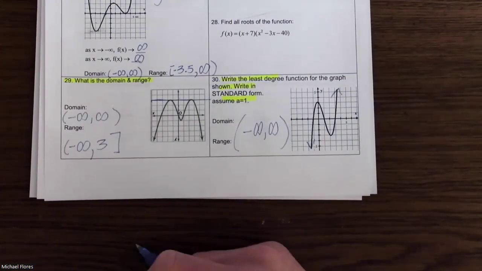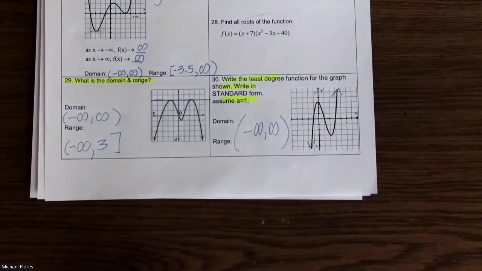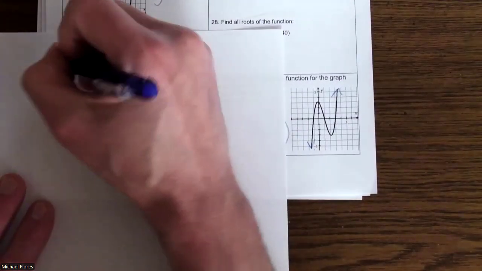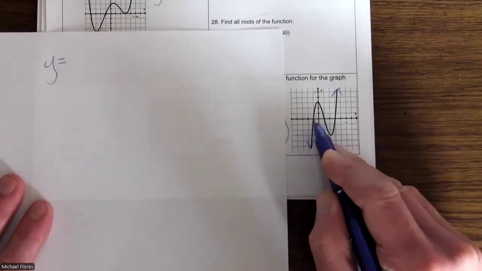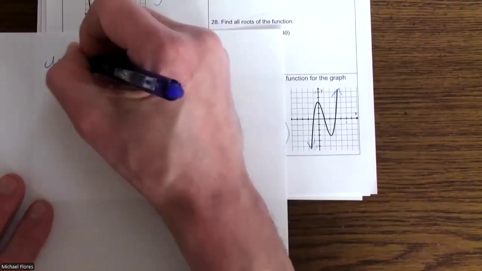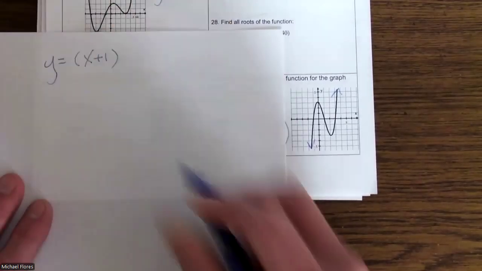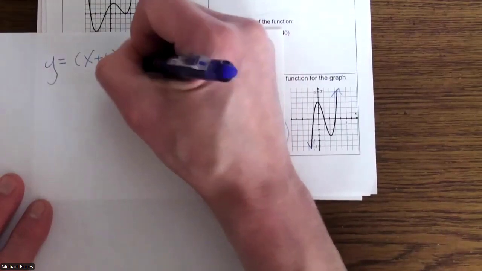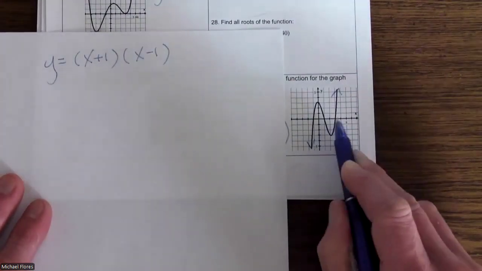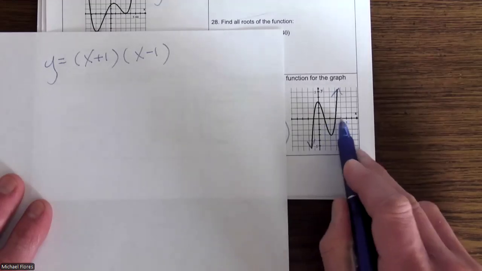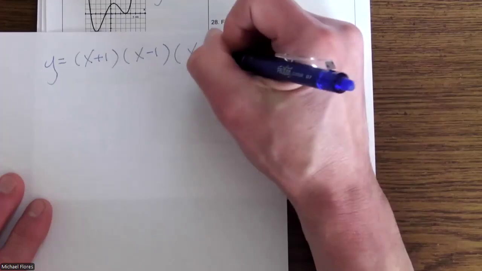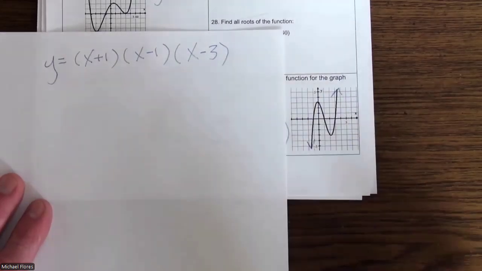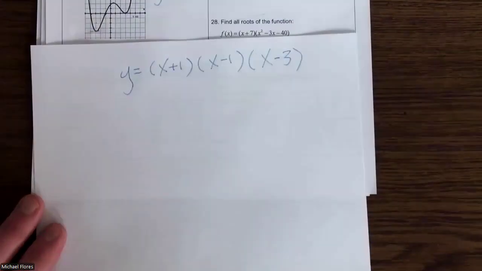And now what does it say? Write the least degree function for the graph shown in standard form. I like this one. Okay, so here's what we need to do. Y equals, what is that x-intercept? -1. So as a factor, it's x plus 1. What is that x-intercept there? 1. So as a factor, it's x minus 1. Here, what is that x-intercept? 3. So as a factor, it's x minus 3, and we don't need any exponents with our parentheses because our graph is going through every single one of those x-intercepts. Now, this is your answer in factored form.